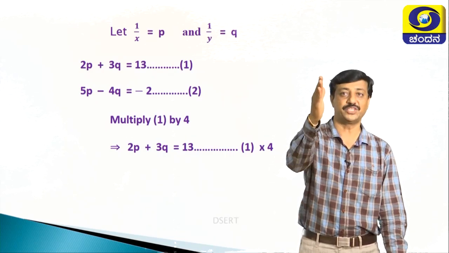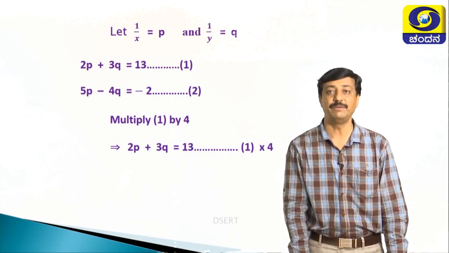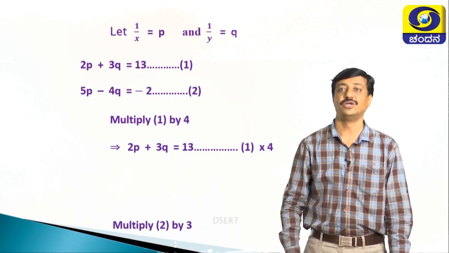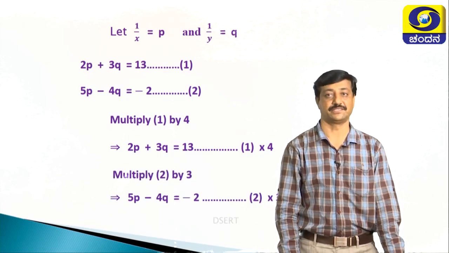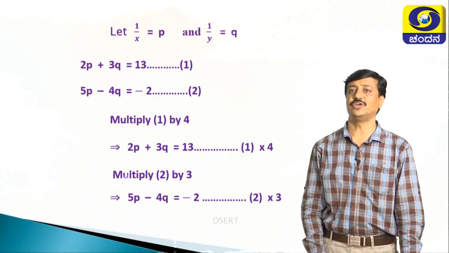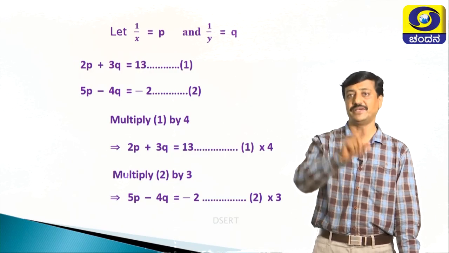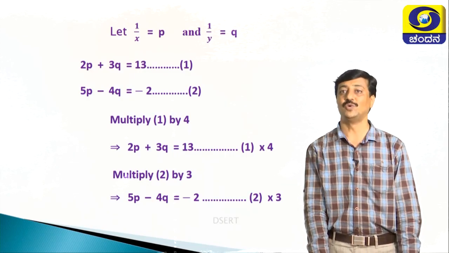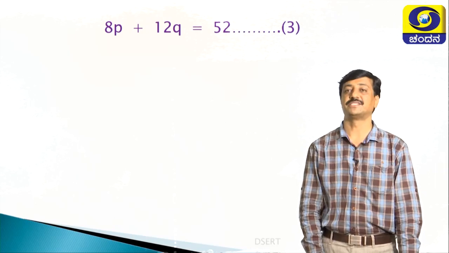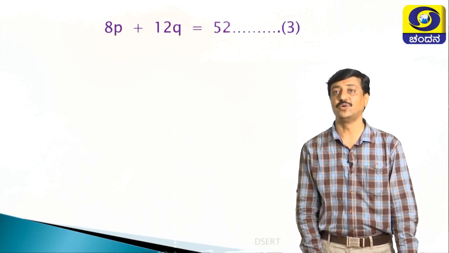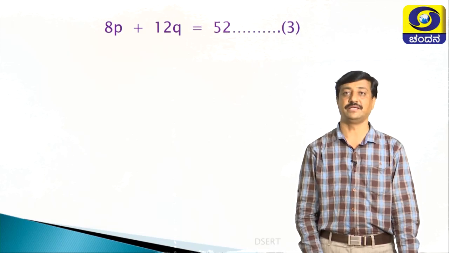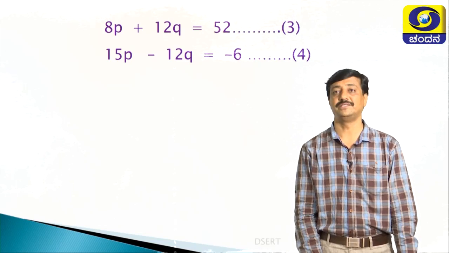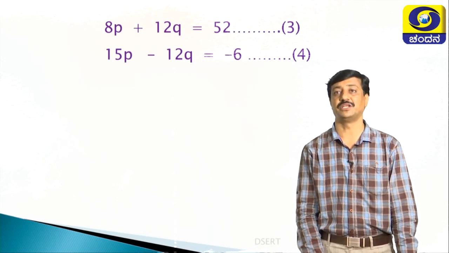In the first equation, 2p plus 3q is equal to 13, you have to multiply by 4. In the second equation, you have to multiply by 3. After multiplying both the equations, you will get 8p plus 12q is equal to 52. That is our equation number 3. Second, 15p minus 12q is equal to minus 6. That is equation number 4.